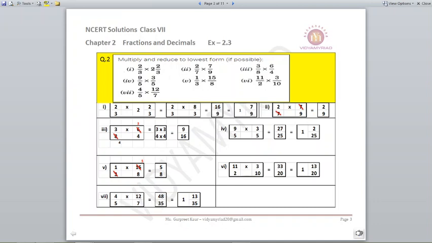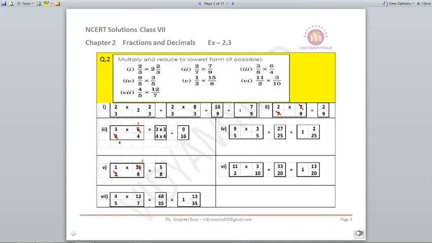Fourth part, 9 upon 5 into 3 upon 5, 9 3s are 27, 5 5s are 25. It is improper. Divided, you will get your answer as 1 2 by 25. Fifth part, 1 upon 3 into 15 upon 8. Now 3 and 15 both are divisible. So it becomes 5 upon 8 as your answer. Sixth part, 11 upon 2 into 3 upon 10. Nothing is divisible, nothing get cut. So 11 into 3, 33. 2 into 10 is 20. Divide it and you will get 1 13 upon 20 as your answer.